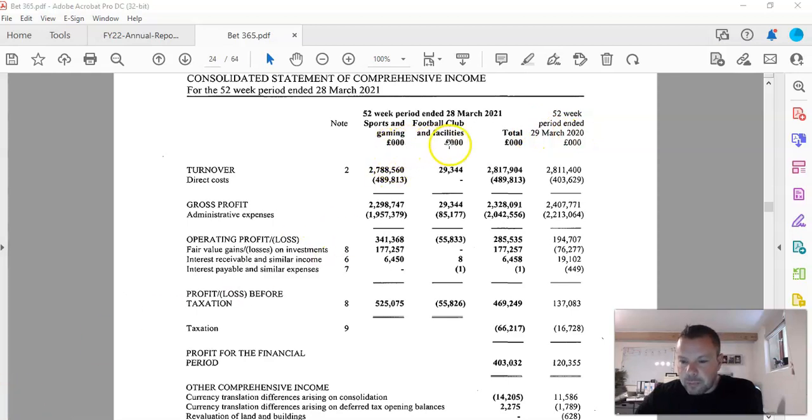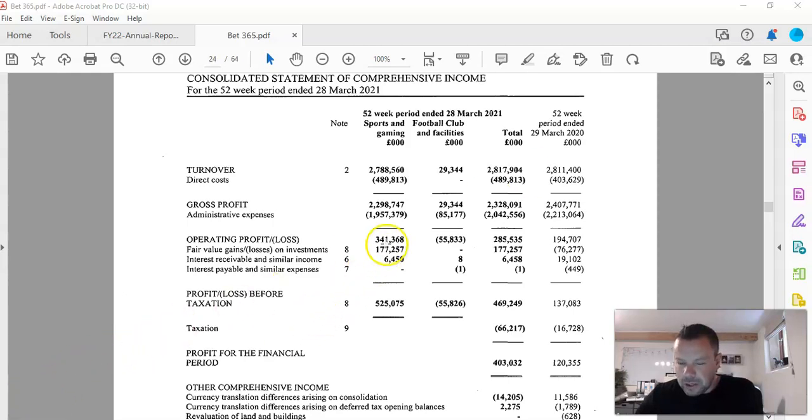These things up at the top here where it says pounds, thousands, what that means is each of these numbers has been rounded down by £1,000. So that number there is actually £2.8 billion. It just makes it a more digestible number to have on the page, something with slightly fewer numbers in it. So you'll see in total, their revenue for the period ended 29th of March 2020 was £2.8 billion.